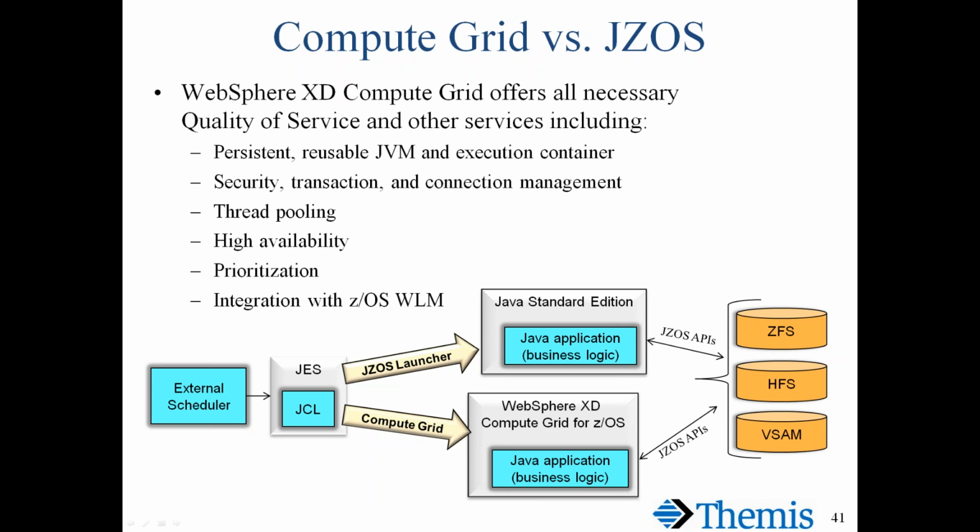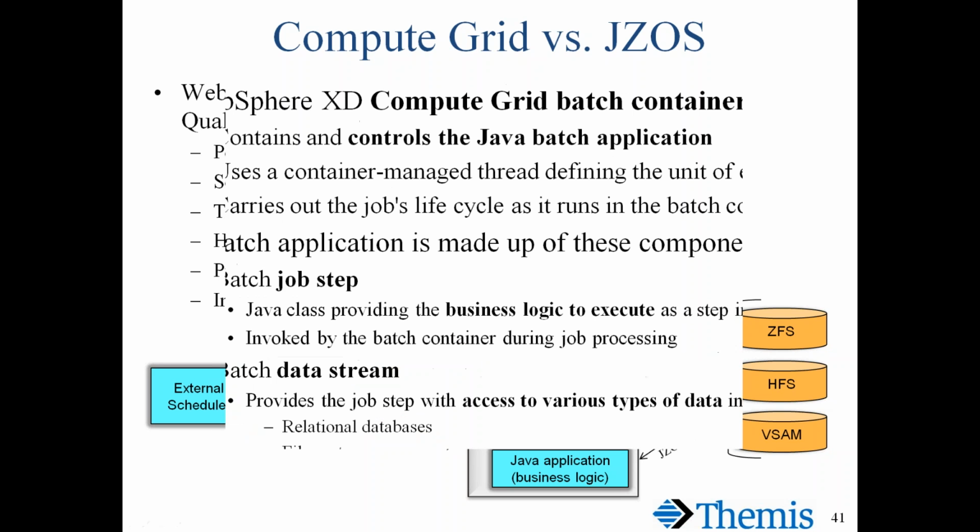So comparing Compute Grid to JZOS, we see a difference on the bottom center. See the JZOS launcher above the Compute Grid arrow. The JZOS launcher using Java Standard Edition to run Java logic. The Compute Grid using WebSphere to support Java logic. The similarity is on the right. The JZOS APIs are used either way to interact with the z file system, hierarchical file system. Those are on Unix and VSAM. So really JZOS falls into two portions. On the right, the APIs for interacting with the file system. On the left center, the launcher, where Compute Grid has improved that situation over the JZOS launcher by itself.